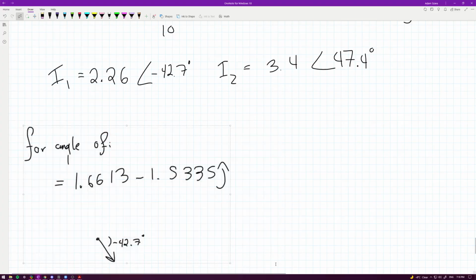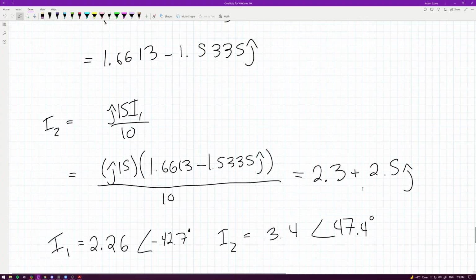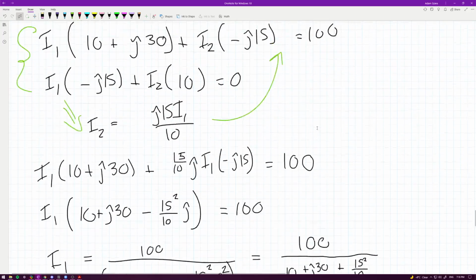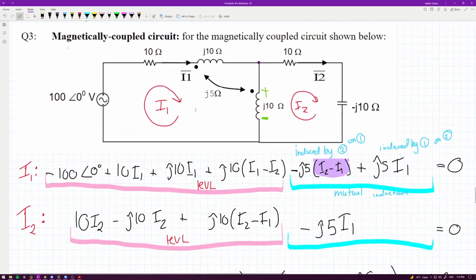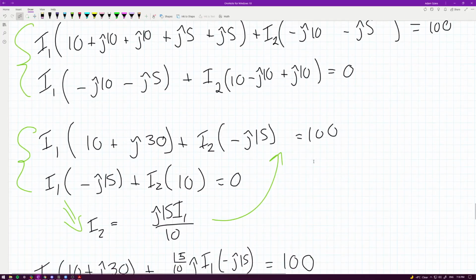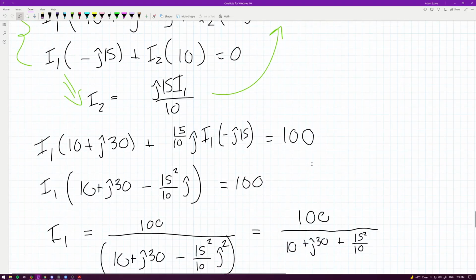So there was no point of even mentioning that. There we go. That is our final answer for the two mesh currents. So really the complicated part is making the equations, and then after it's just kind of tedious, prone to mistakes.